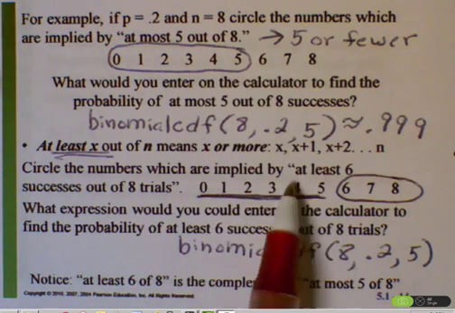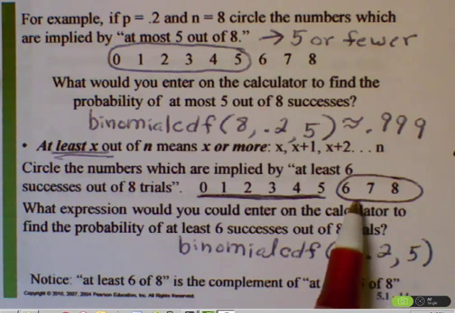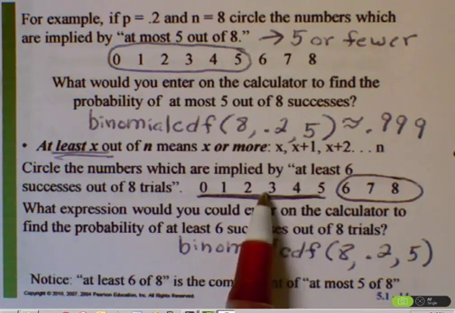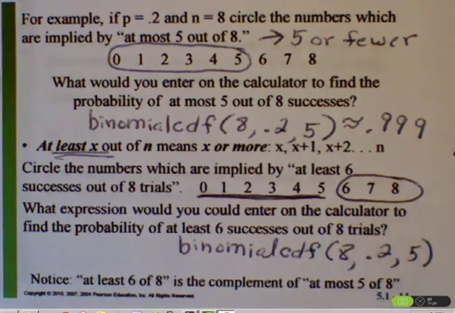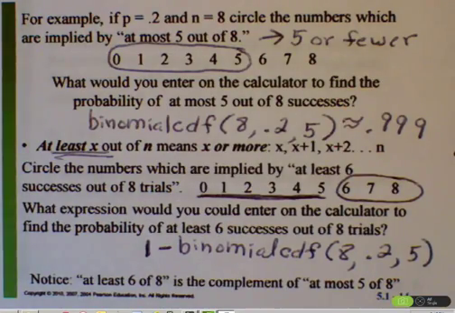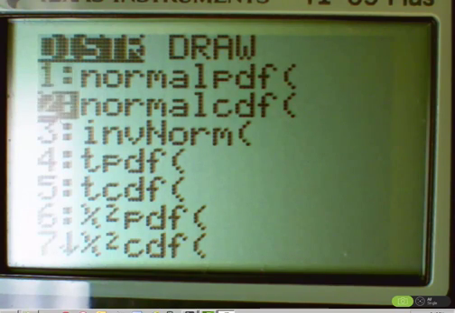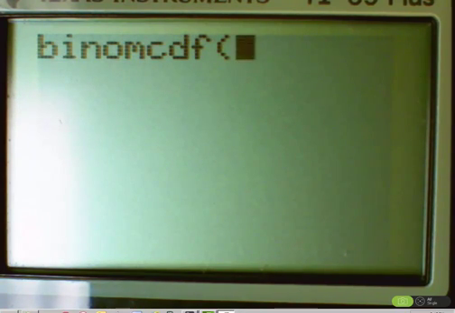And that will give me this probability, which is the complement of the probability I want. If I have this probability and I want that probability, just subtract the probability I have from 1, and you can enter that straight left to right on your calculator. Make sure you're choosing binomial CDF.